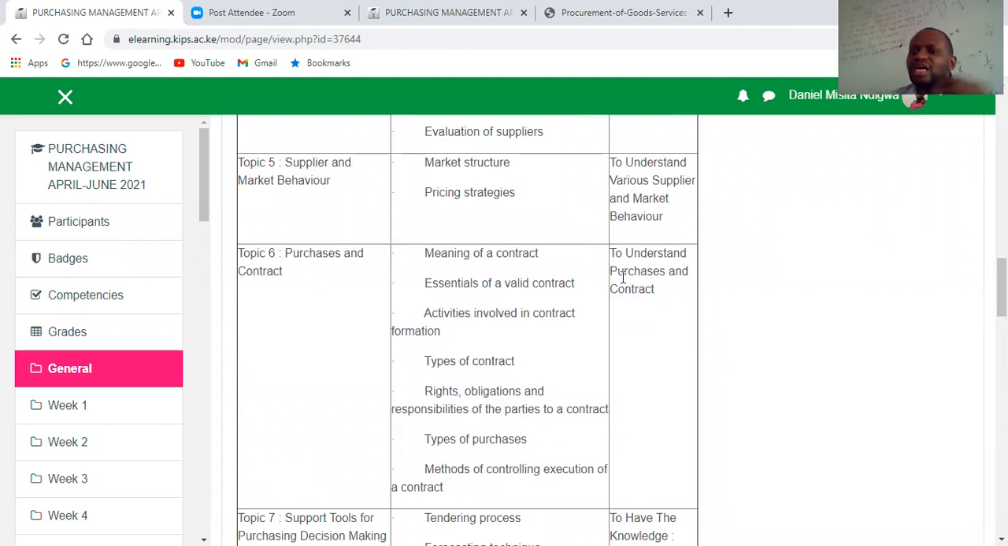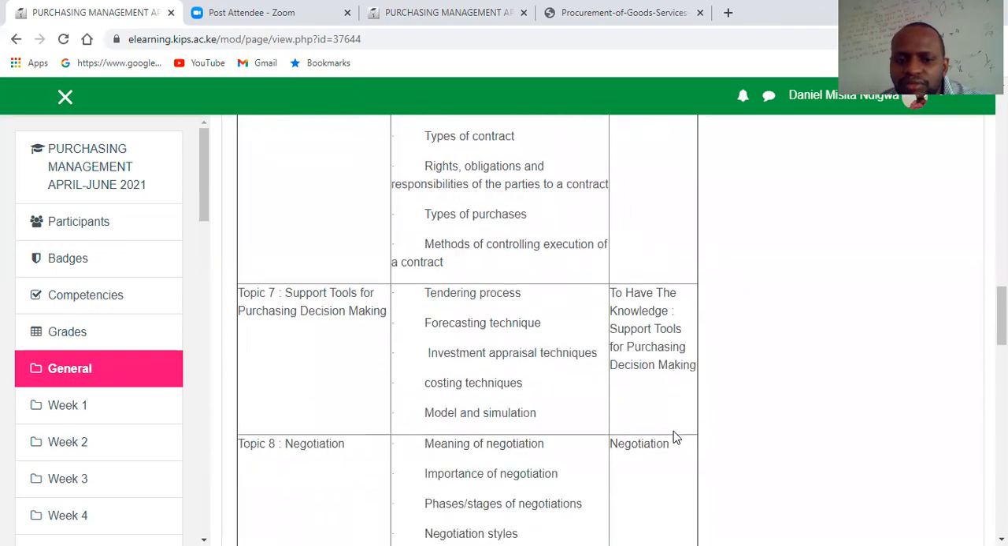We shall be able to understand the meaning of contracts, the essentials of a valid contract, and the activities involved in contract formation. We shall also cover the types of contracts and the rights, obligations, and responsibility of parties to a contract. Lastly, under that, we shall talk about the methods of controlling execution of a contract.